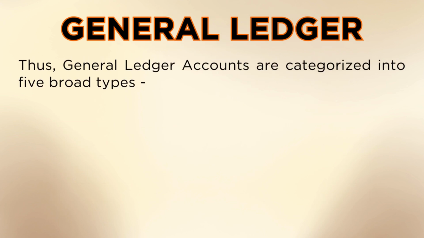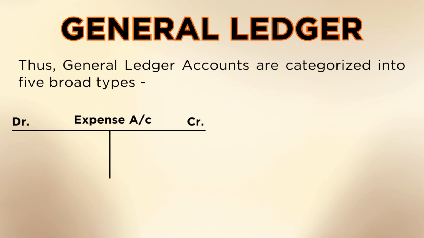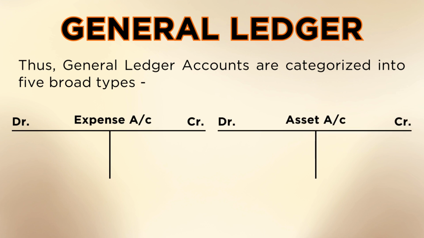These are: number 1, expense account. All type of expenses incurred will have different accounts like rent account, printing charges account, electricity account, maintenance account, and so on. Second one is asset account. Different asset accounts like cash, bank, debtors, plant and machinery, etc. will fall in this category.